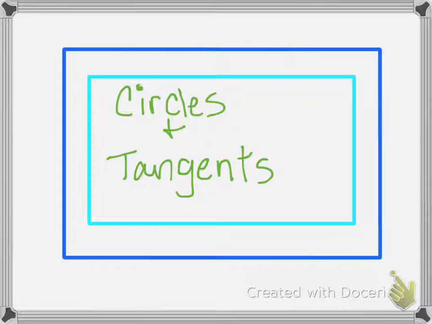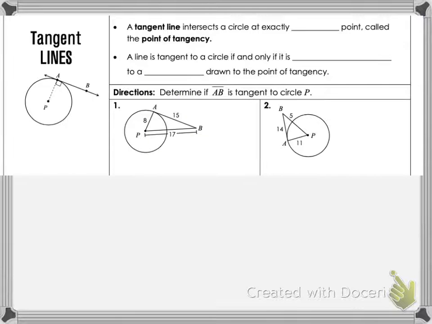All right, today we're going to look at the relationship between circles and tangents. A tangent line intersects a circle at exactly one point. So if we look over here at this picture, see that point A? That line is touching the circle at one point on the circle.